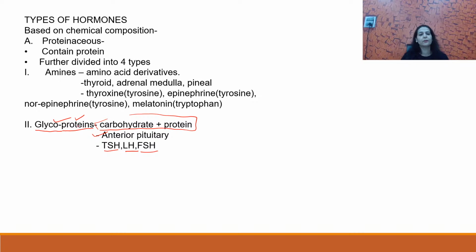Glycoprotein hormones contain carbohydrate and protein. Such hormones are produced by the anterior lobe of the pituitary, and they are TSH, LH and FSH. All right.